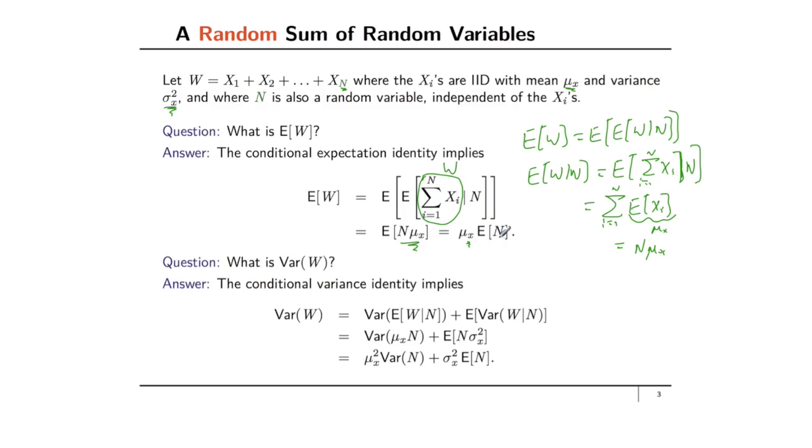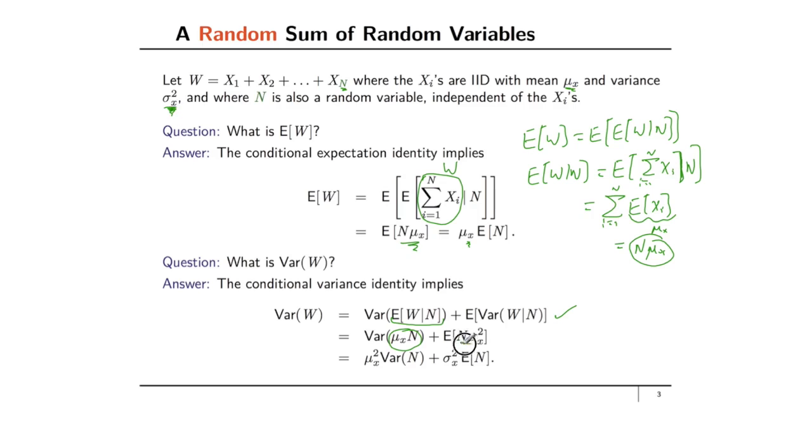How about the variance of w? Well, we can compute the variance of w by using the conditional variance identity. So this is the conditional variance identity here. We've already calculated the expected value of w given n. It's equal to n times mu x, so that's what this quantity is down here. The variance of w given n, well, that's the variance of this quantity given n. These are n iid random variables, and the variance of n iid random variables is simply n times the variance of one of them, which is sigma x squared.